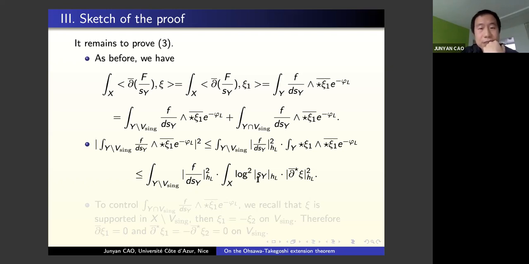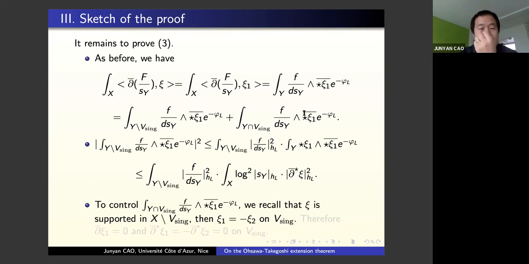And now the problem is to control the integral of small f with stack C1 over Y over V. In order to control this integral, let us recall that by construction the test function xi is supported outside the V. So therefore, we know that xi1 is equal to minus xi2 over Y.